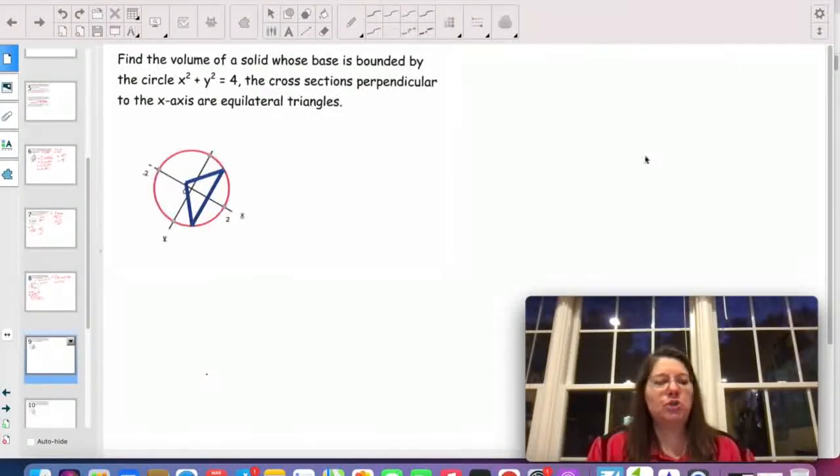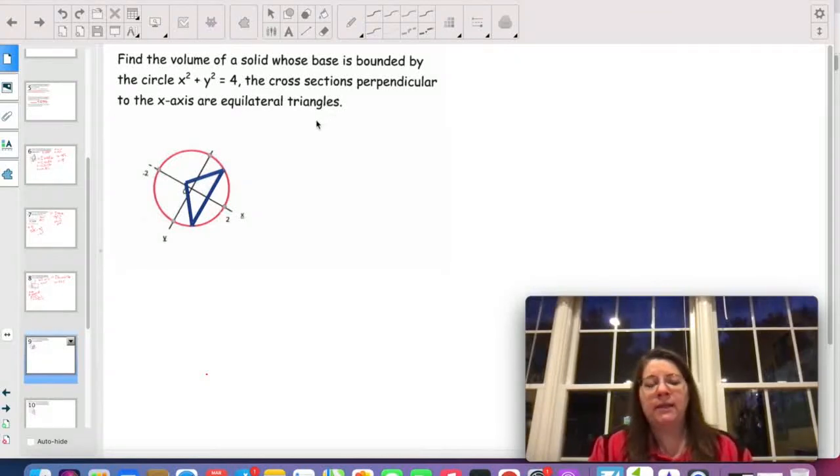I'm trying to do one of each type of common shape just so that you can see them. This one says find the volume of the solid whose base is bounded by the circle x squared plus y squared equals 4. The cross sections are perpendicular to the x-axis. So perpendicular to the x-axis means we have to solve this thing for y. And they're equilateral triangles.